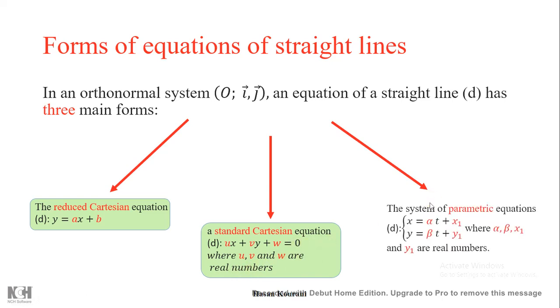The third form is called the system of parametric equations, which has this form: we have a system of two equations, x = αt + x1, y = βt + y1, where α, β, x1, y1 are all real numbers. With t, we usually call it the parameter, and for this reason we call this a system of parametric equations, which we will discuss in detail later. Okay.